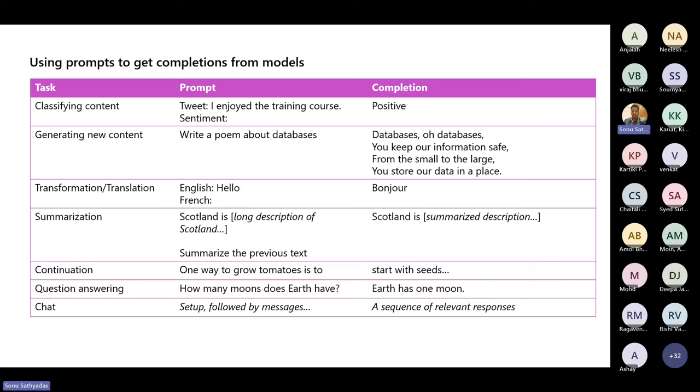But generating new content. Like I have mentioned, write a story about a kid and a doll, something like that. Similarly, you can say, write a poem about databases. You can see it is creating a poem and giving it as a response. Similarly, you can also use the models for transformations or translations. Like in English you say hello, and in French, what should be the completion result? It will return bonjour.